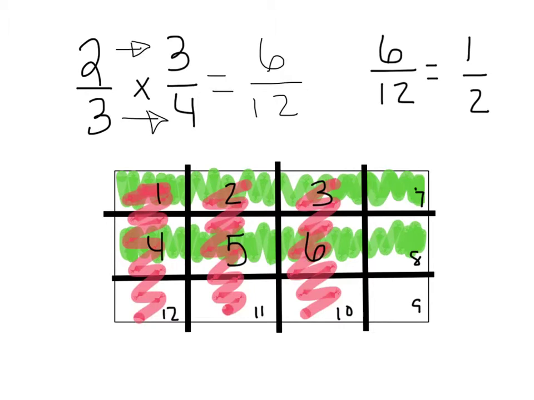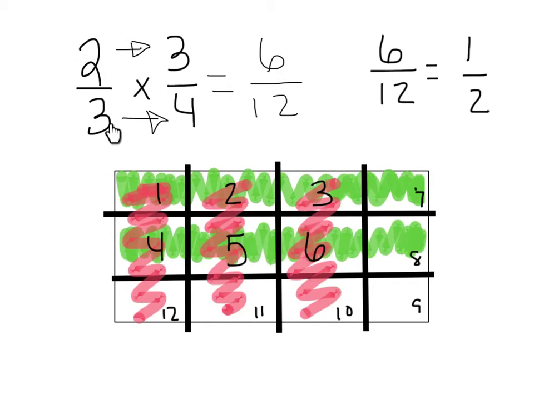Okay, let's review. I started with 2 thirds times 3/4. And to make a model, I started with my 2 thirds, and I began with my denominator, and I broke my solid object into 3 parts. Then, the numerator being 2, I shaded in 2 of those 3 parts. So the rows represent the fraction 2 thirds.